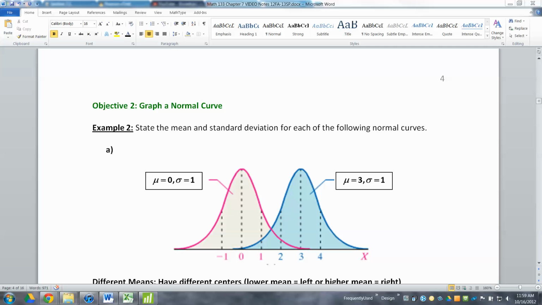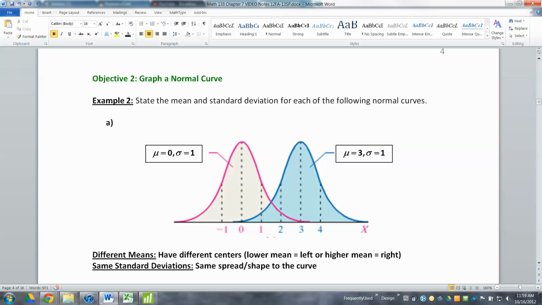All right, so now that we know the properties of the normal curve, we have to start thinking about what happens if you start messing around with the mean and the standard deviation for that normal curve. So I have two curves drawn here, and the question is, what's the mean and standard deviation for each of them? We can see the center is where the mean is.